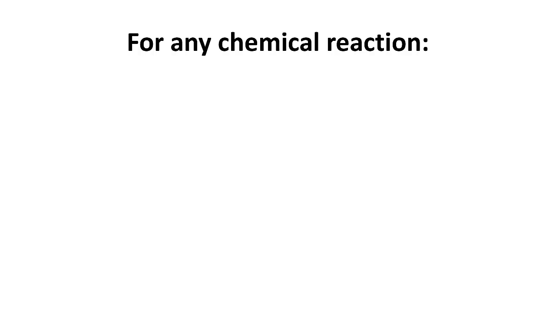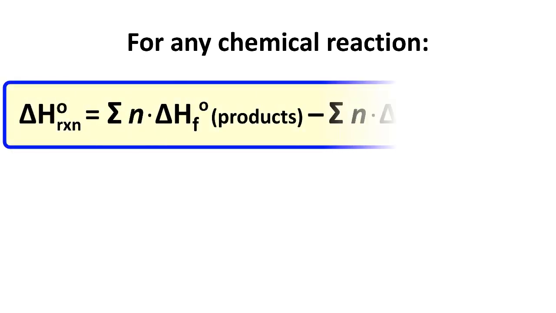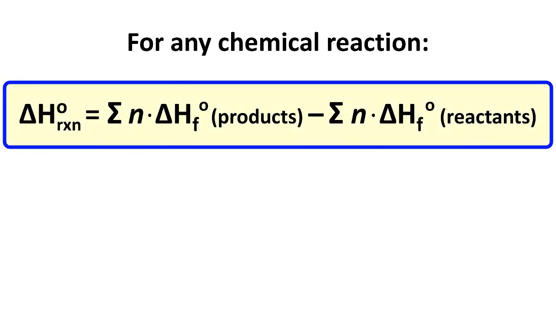How can we use delta H of formation? It turns out, for any chemical reaction, and just as a side note, a little bit of a description of this is given in the Hess's Law screencast, because enthalpy is what's known as a state function, the enthalpy change for a reaction can be calculated from the enthalpies of formation of the products and reactants.